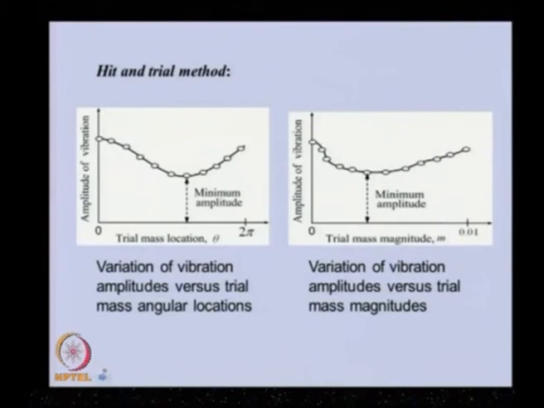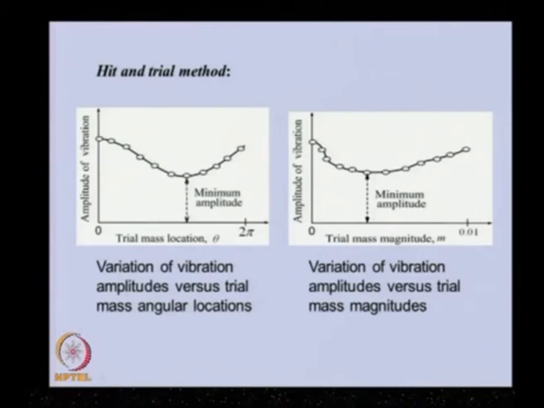So, that amplitude, let us say, is coming here. We will change the orientation of the mass at plane 2 to different positions, measure the amplitude, and plot it. From this plot we can see that when we are keeping the unbalance at this angular position, the amplitude of vibration is minimum. That means this is the correct location of the trial unbalance we need to keep.